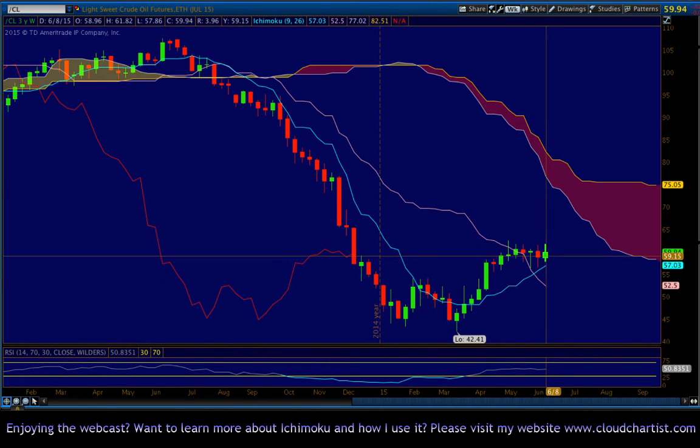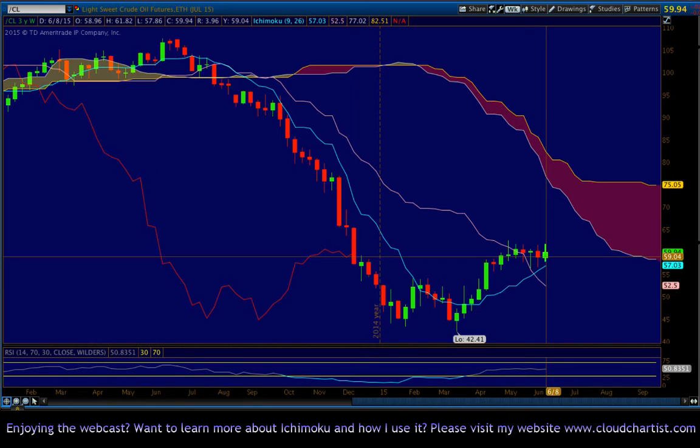Candlestick analysis is a very important element of Ichimoku charting, so you really need to learn that. There are many free ways on the internet to learn about candlestick charting, and some great books. Steve Nison's, or Nison, I don't know how to pronounce it. His book is really great on candlestick charting.